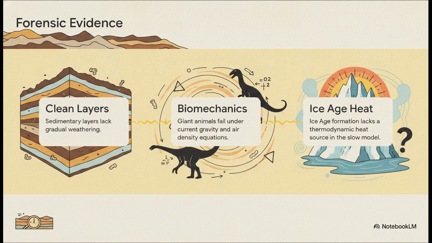So let's summarize the forensic physical impossibilities we've been investigating today. 1. We see knife-edge sedimentary layers worldwide that totally lack the gradual weathering you'd expect to see if they were exposed for millions of years. 2. The biomechanics of giant animals completely fail under current gravity and air density equations. And 3. The formation of an ice age lacks a thermodynamic heat source in the slow uniformitarian model. The UTGH framework attempts to unite all of these isolated physical anomalies into one single massive catastrophic boundary condition.